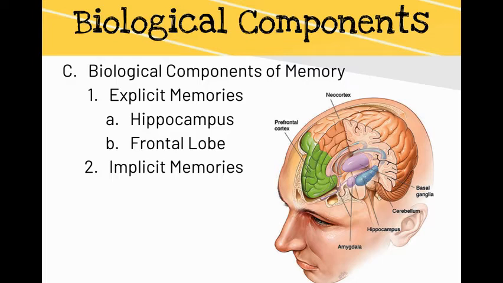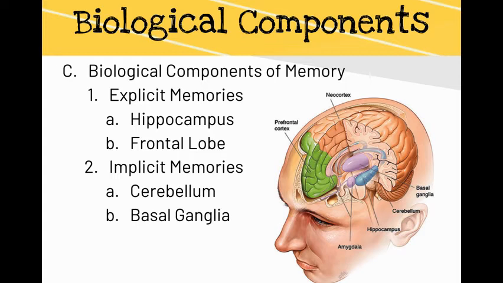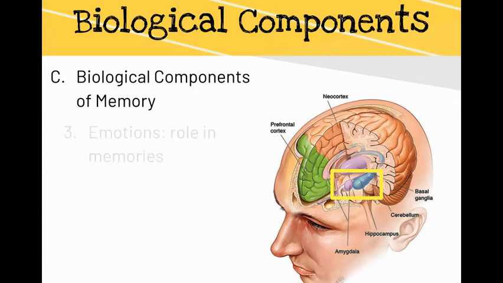So if you can think of implicit as more automatic, and we have the cerebellum and the basal ganglia. The cerebellum is where information is going to be stored for our procedural memory, like riding a bike, writing, and the basal ganglia is also going to help with motor movements as well, or motor memory, excuse me. Okay, so what else do we have to look at here with the biological components of memory?